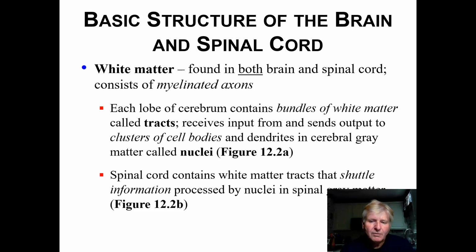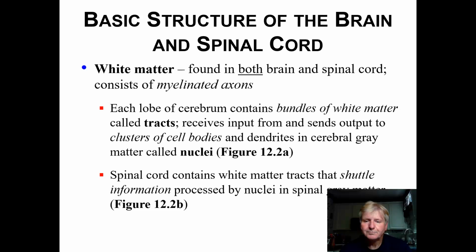Each lobe of the cerebrum will contain bundles of white matter, which in the central nervous system of the brain are called tracts. These tracts will receive input from and send output to cell bodies and dendrites in the cerebral gray matter, referred to as the nuclei. The spinal cord contains white matter tracts that then shuttle that information that's processed by the nuclei in the spinal cord gray matter.